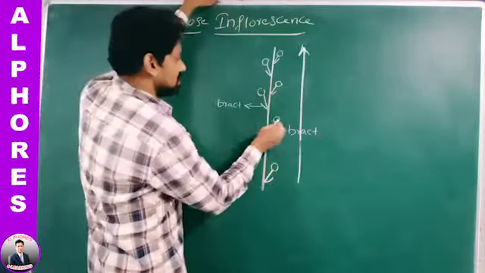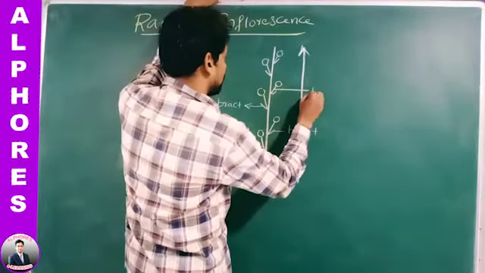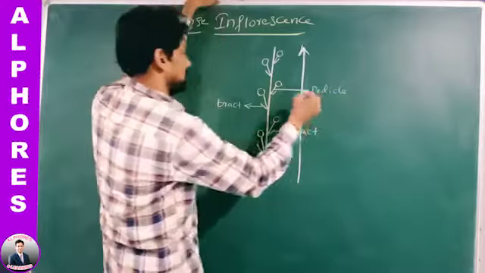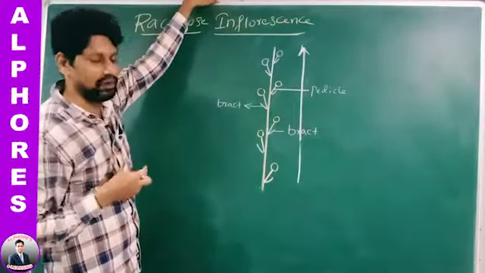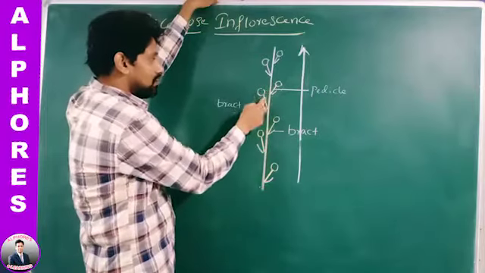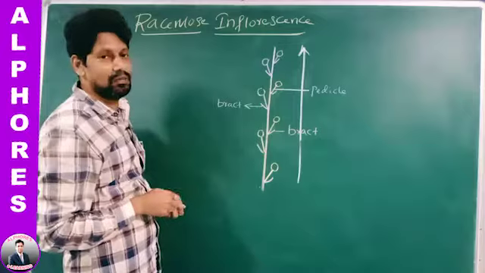Now, see, this is a flower. The stalk of the flower is called the pedicel. Therefore, in this diagram, flowers are pedicellate.